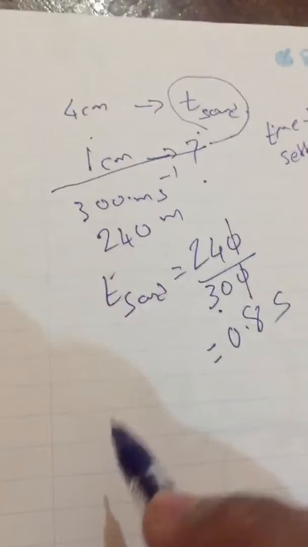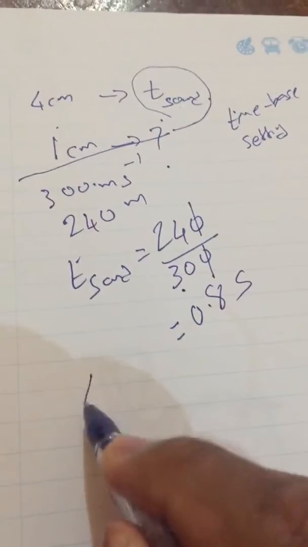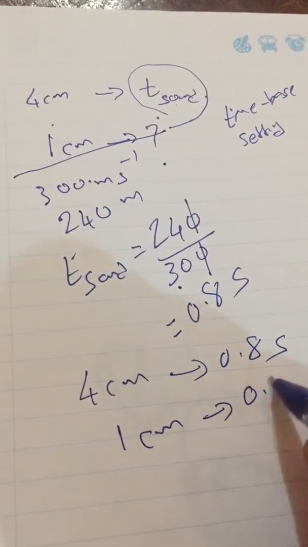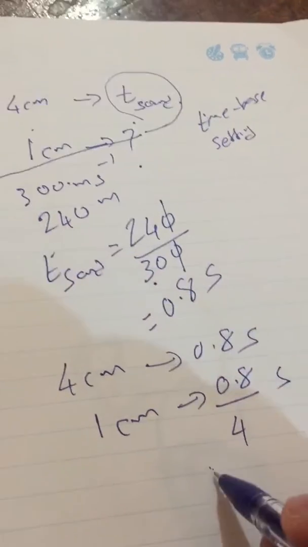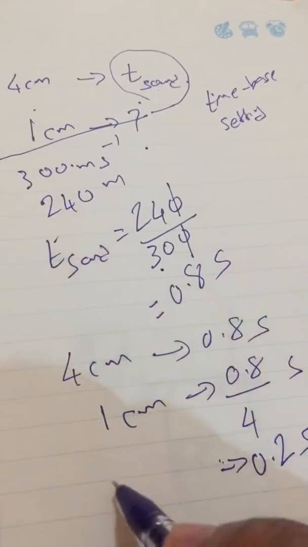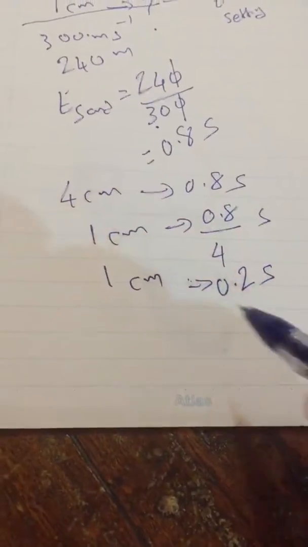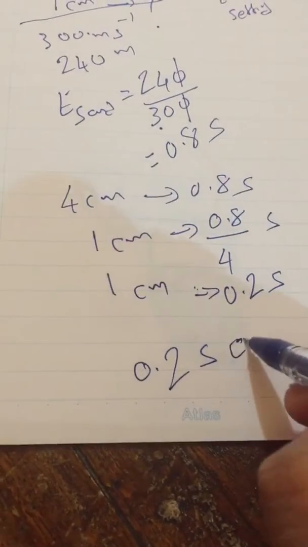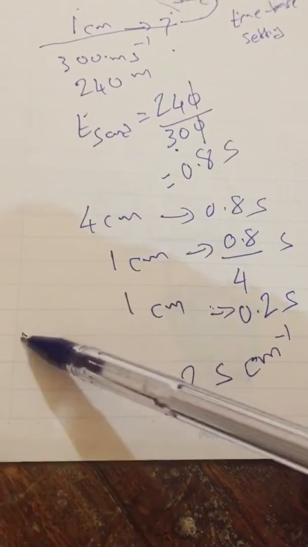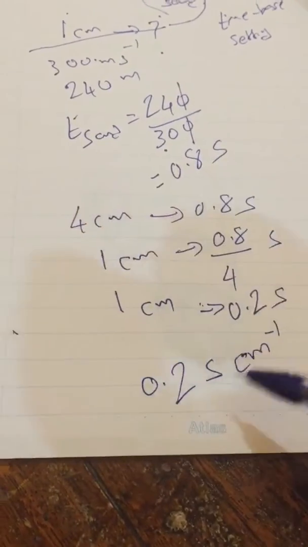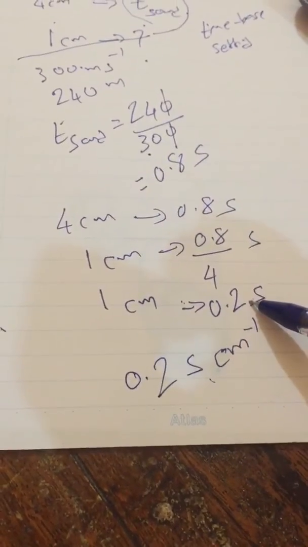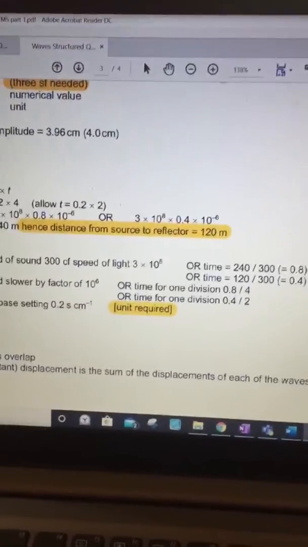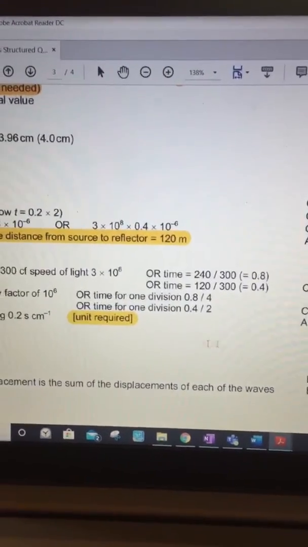seconds. So 4 centimeters should represent 0.8 seconds, which means that 1 centimeter represents 0.8 divided by 4 seconds, which is 0.2 seconds. So every centimeter represents 0.2 seconds. So the time-base setting is 0.2 seconds per centimeter. For the radio wave, it is 0.2 microseconds per centimeter. Here it is 0.2 seconds per centimeter. So that's the second method, a very clear method.